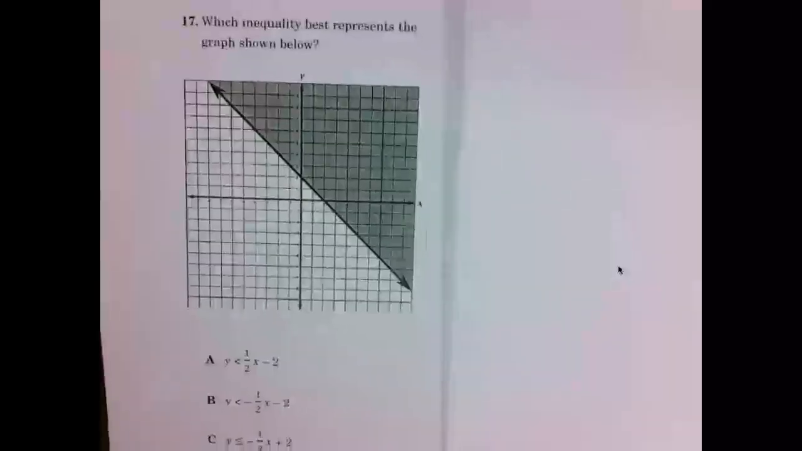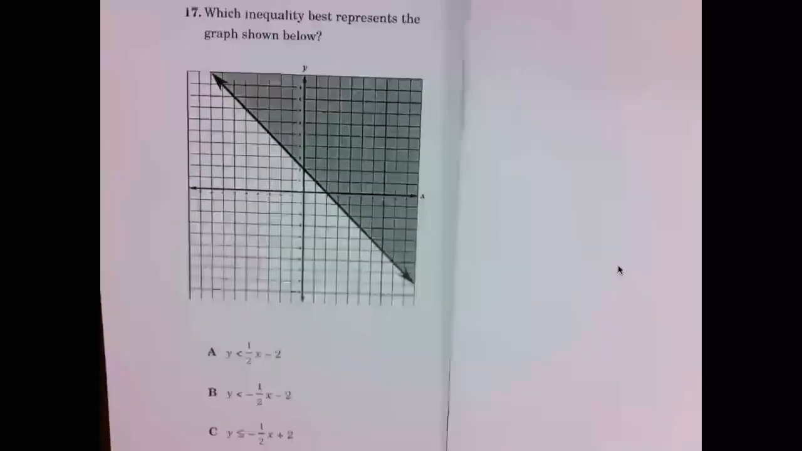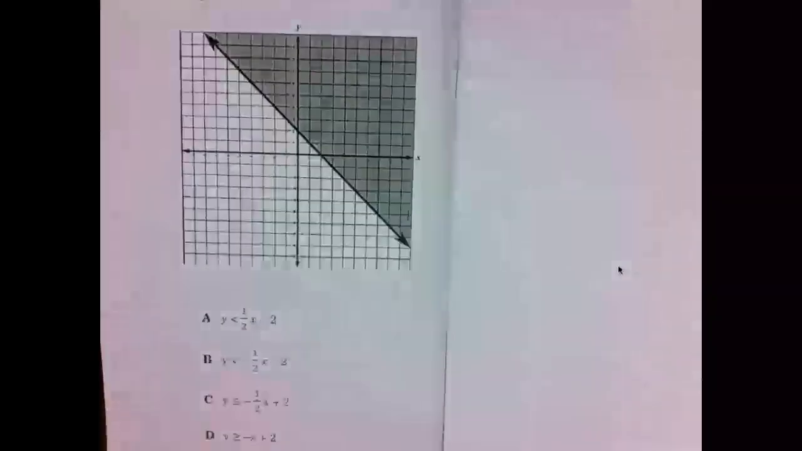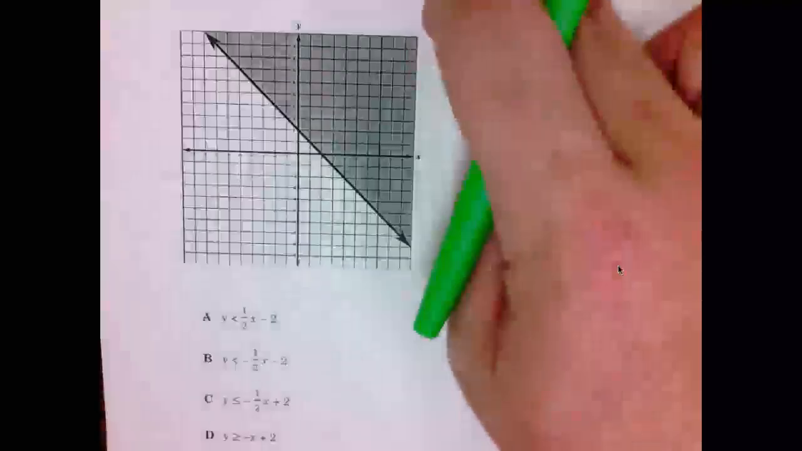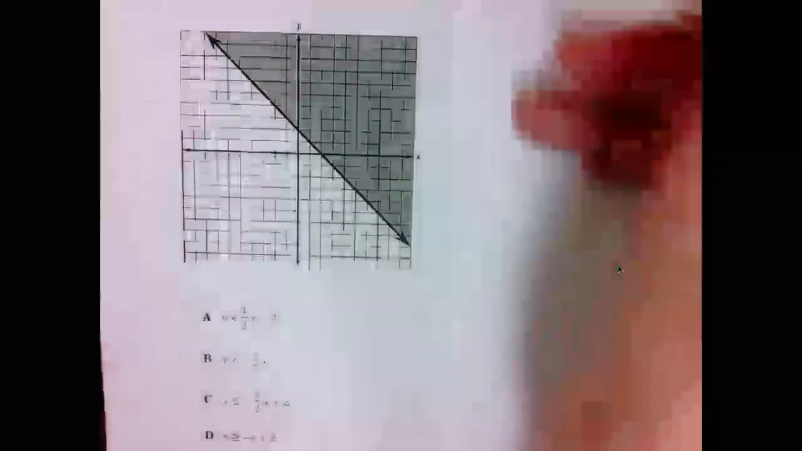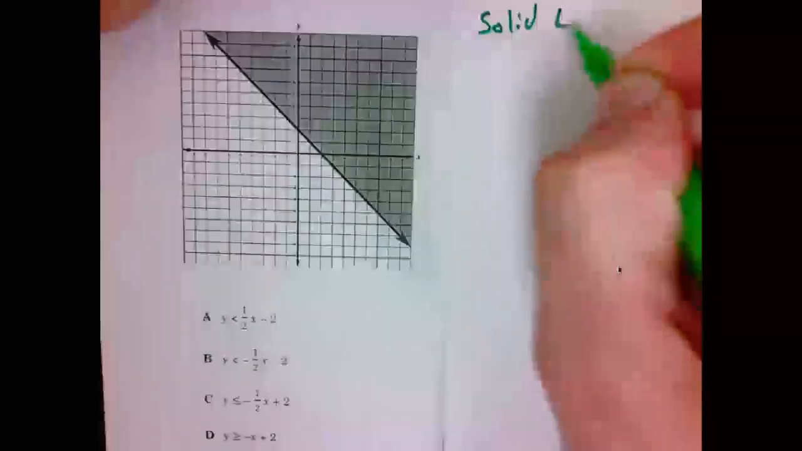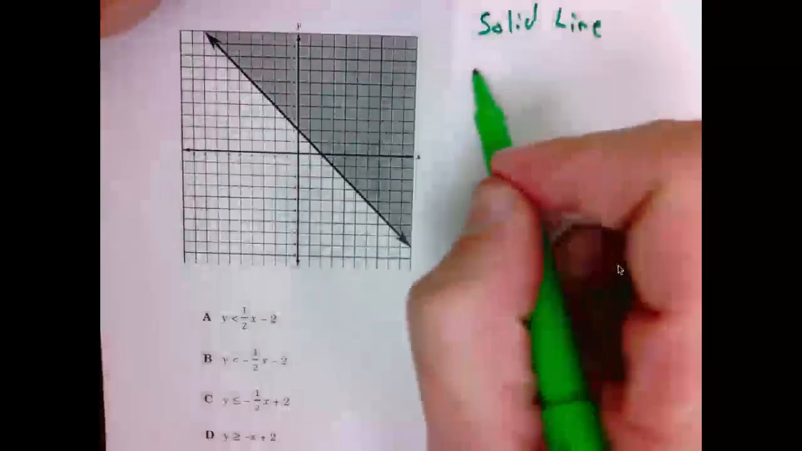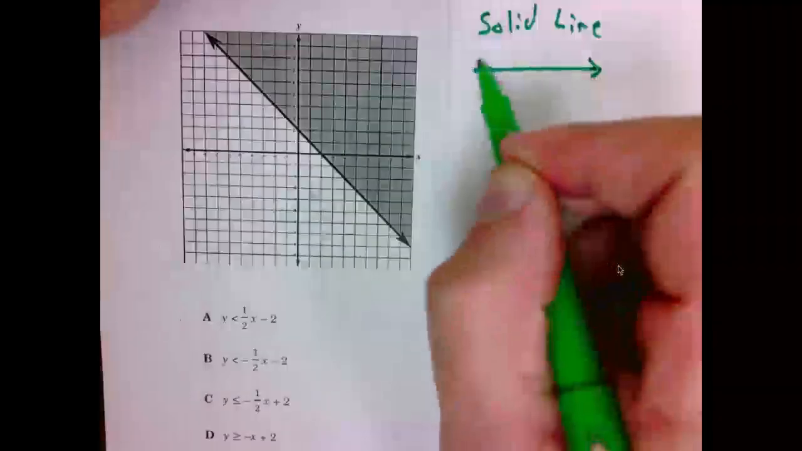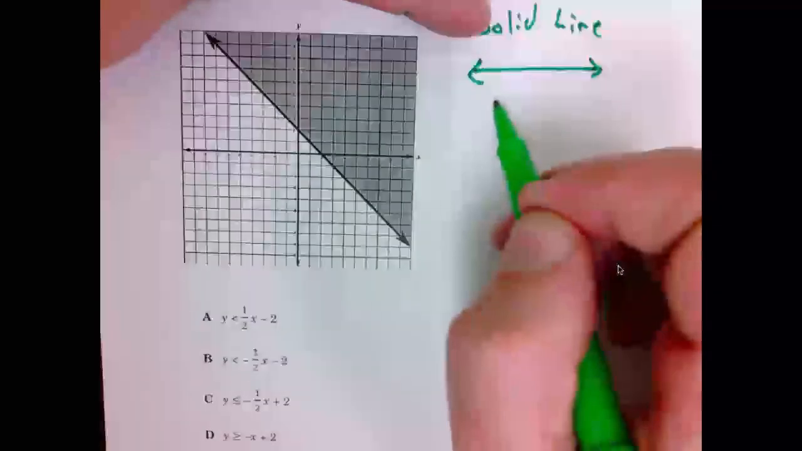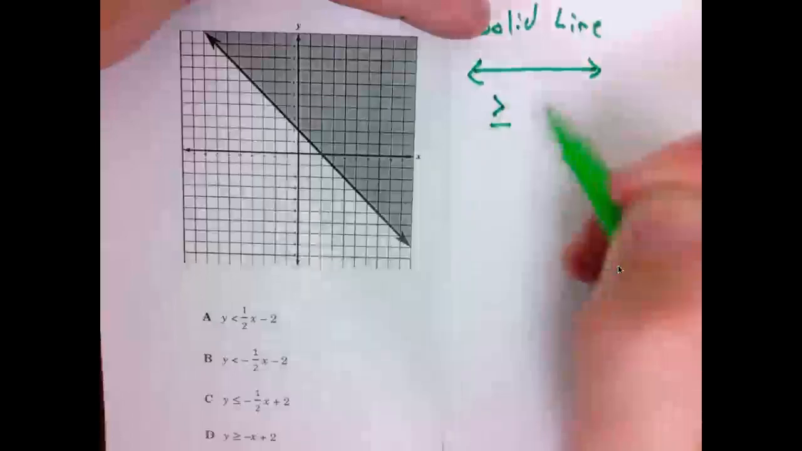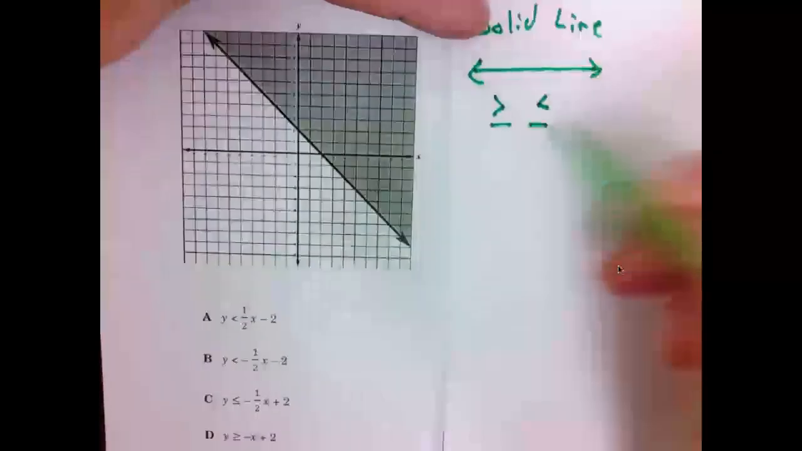Problem number 17. Which inequality best represents the graph below? Well, we've been working on graphing inequalities the last couple days. First, note that it is a solid line. When the graph is a solid line, the inequalities will have an equal to involved. It will be a greater than or equal to, or it will be a less than or equal to.